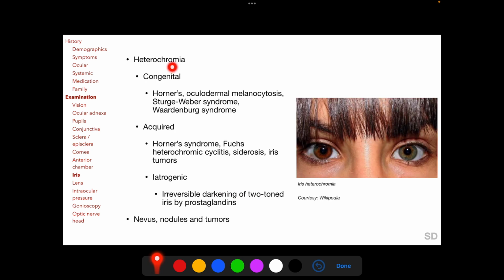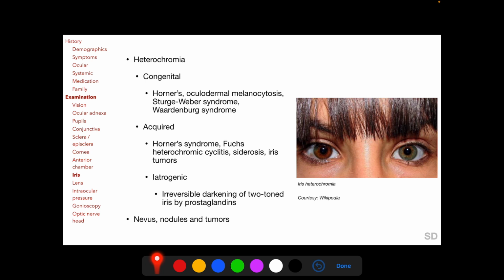In heterochromia, there is a difference in the color of the iris either between the two eyes, as seen here in this photograph, or within the same eye. Congenital heterochromia can be seen in congenital Horner syndrome, oculodermal melanocytosis, Sturge-Weber syndrome, and Waardenburg syndrome. Acquired heterochromia can be seen in acquired Horner syndrome, Fuchs heterochromic cyclitis, siderosis, and iris tumors.